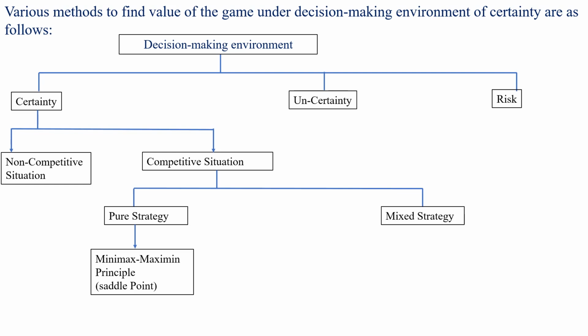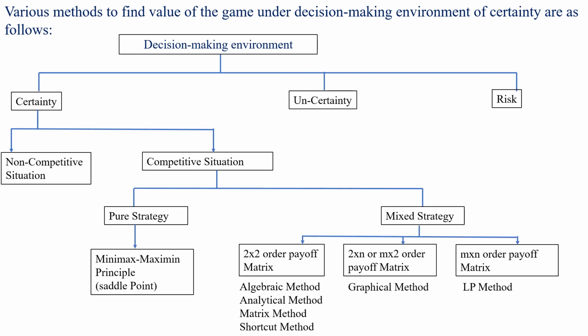If the game follows a mixed strategy, which means it does not have a saddle point, then we have different methods depending upon the size of the payoff matrix. If the payoff matrix is of 2 by 2 order, which means player A has two strategies and player B also has two strategies, we have four methods: the algebraic method, analytical method, matrix method, and the shortcut method. If the payoff matrix is not 2 by 2 but 2 by n or m by 2, which means player A has only two strategies but player B has more than two, or player A has more than two strategies but player B has only two, then we have to go for the graphical method.